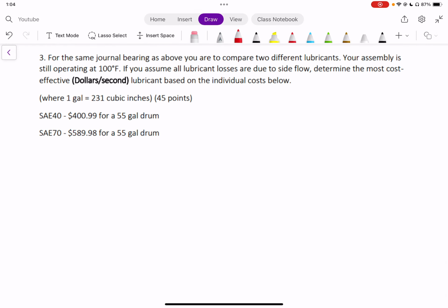Okay, so we're told for the same journal bearing as above, you are to compare two different lubricants. Your assembly is still operating at 100 degrees Fahrenheit. If you assume all lubricant losses are due to side flow, determine the most cost-effective, in dollars per second, lubricant based on the individual costs below. So we have two different oils, and we're told that QS is loss of fluid. What we need to figure out is which one is going to lose the most, or which one is going to be the most cost-effective option.